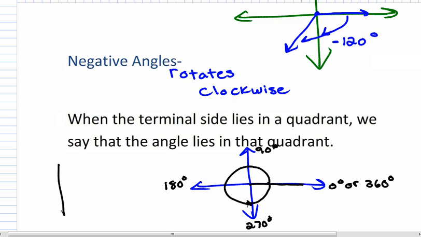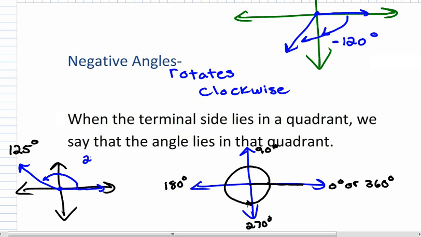So if we rotate an angle, let's say we say 125 degrees, that means it would start here, and it would go 90, and then another, say, 35 degrees. So we know, because it's between 90 and 180, that this is in the second quadrant. Because remember, this is the first quadrant, that's the second quadrant. So that's what it means when it says the terminal side lies in a quadrant. We say the angle lies in that quadrant. So this 125 degree angle is said to lie in the second quadrant.